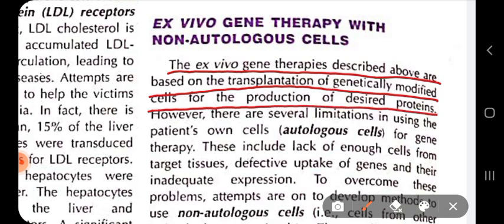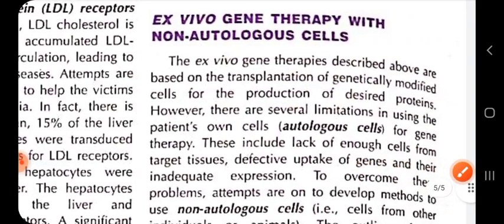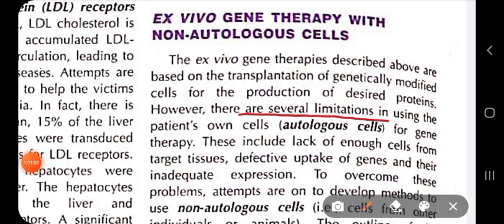So in the previous examples, like for curing SCID, hypercholesterolemia, hemophilia, and sickle cell anemia, ex vivo gene therapy was done, and it was based on transplantation of genetically modified cells for the production of your desirable proteins. But there are some limitations in using the patient's own cells. If you are using the patient's own cells, there are some limitations for the gene therapy.